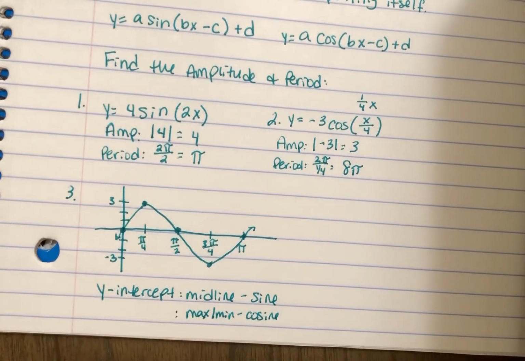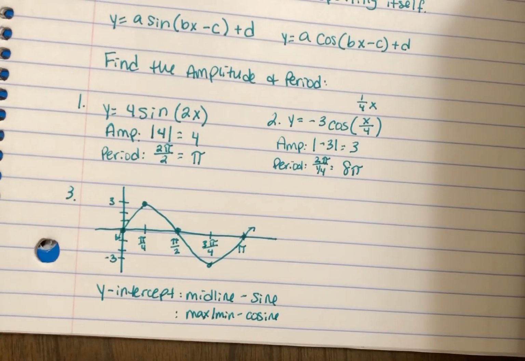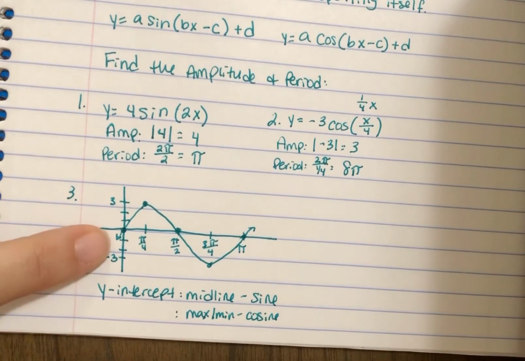And so, like I said, for today, our midline is always going to be 0. So we're looking at, is our y-intercept at the origin? And it is. So that tells me that this is going to be a sine graph.